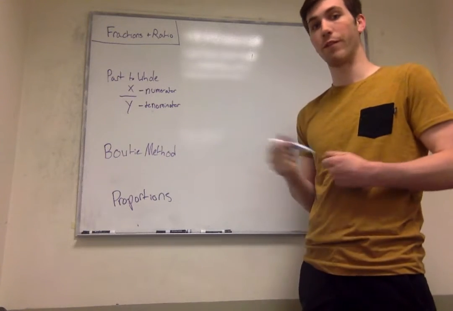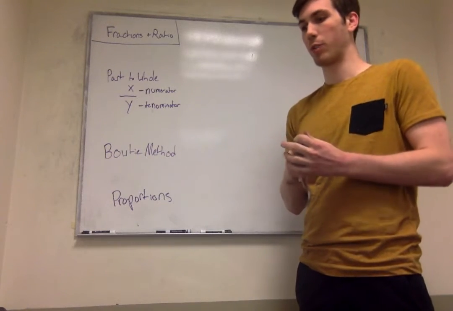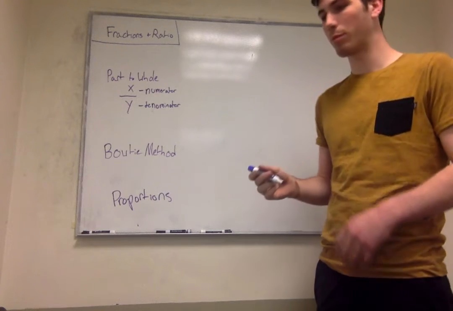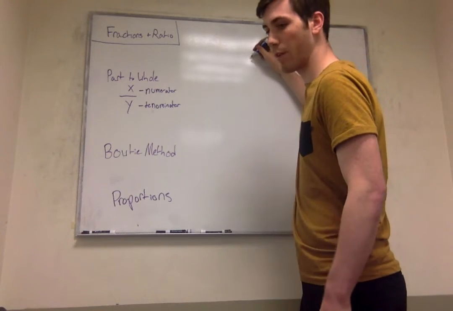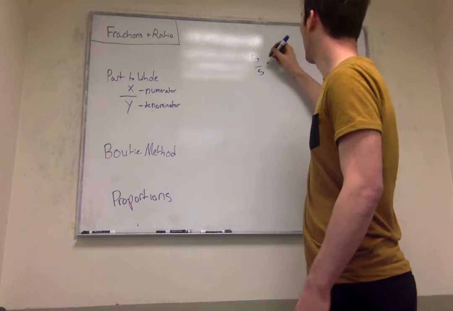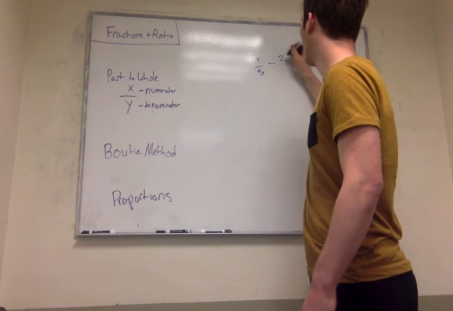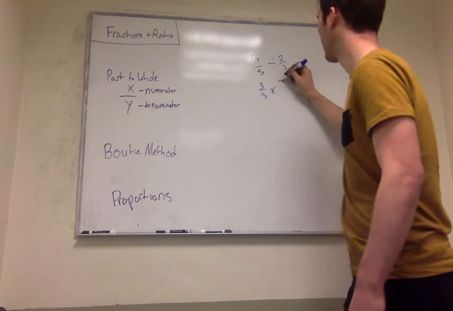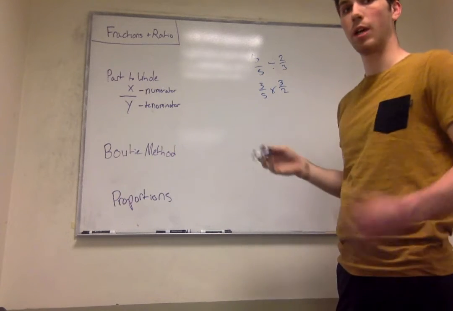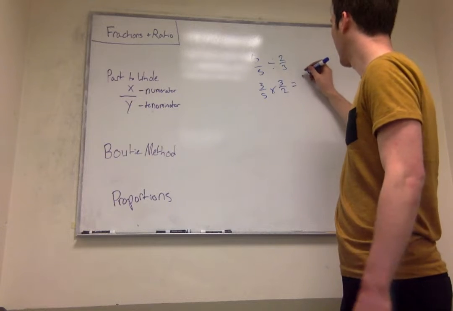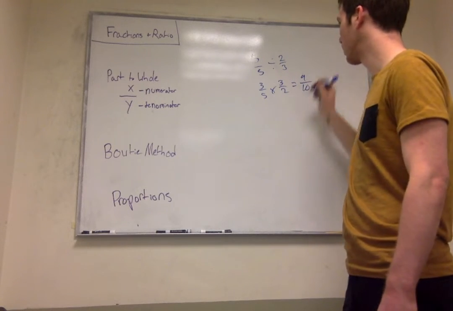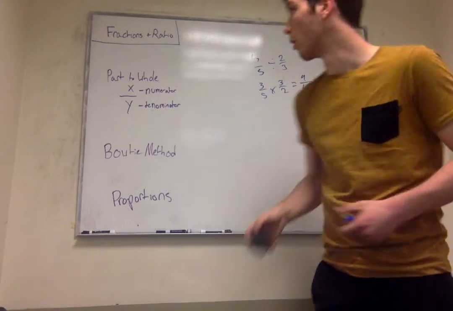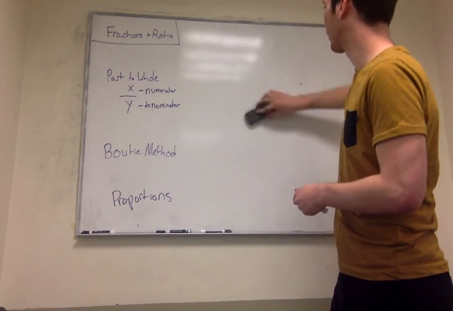Let's take division. Division's a little different because we're going to have to flip the second factor, or the second fraction, and then multiply them. So if we have 3/5, we want to divide that by 2/3, it really looks like 3/5 times 3/2. Then we just multiply it like normal. 3 times 3 is 9, 5 times 2 is 10. Works out pretty simple.